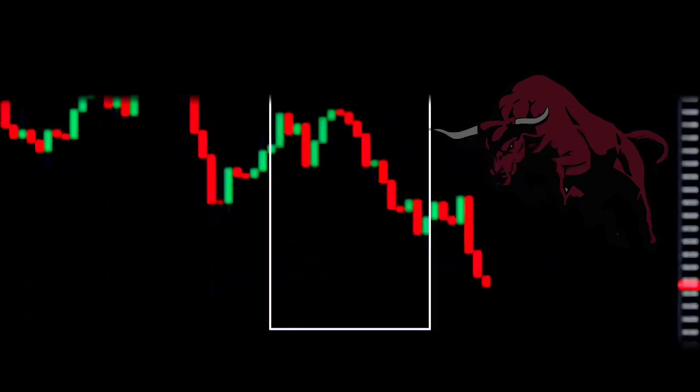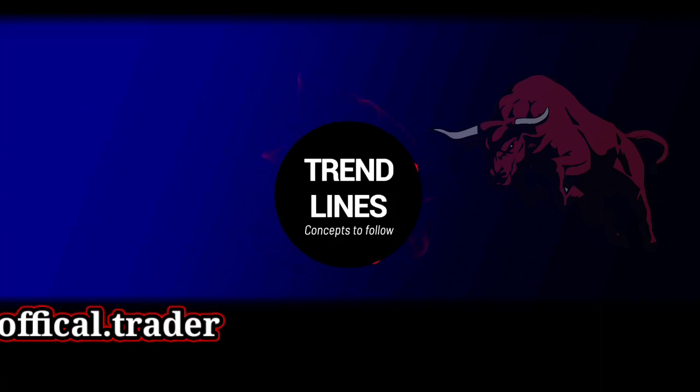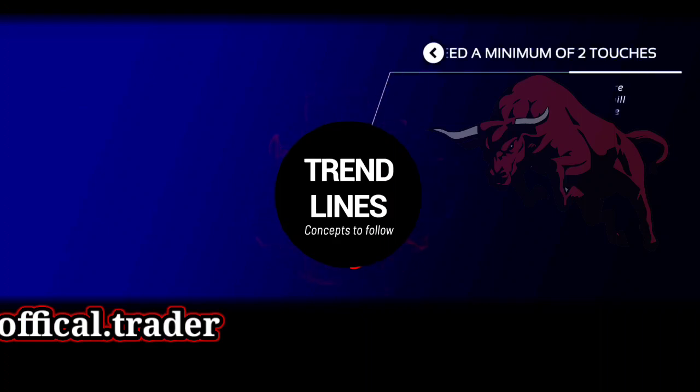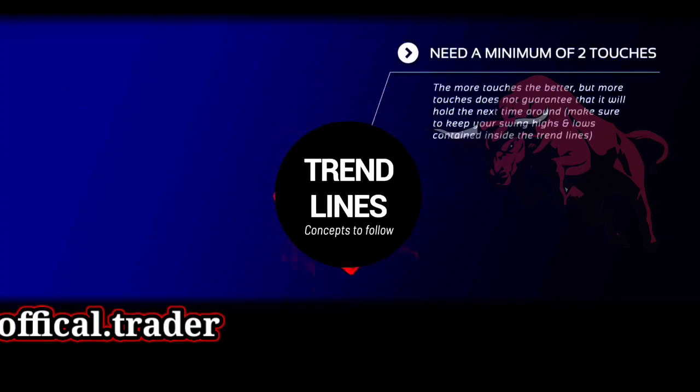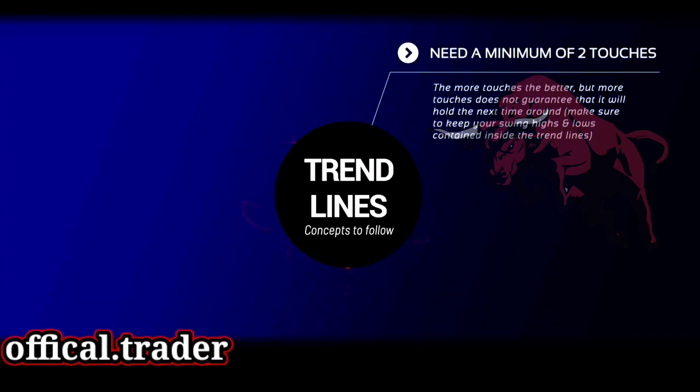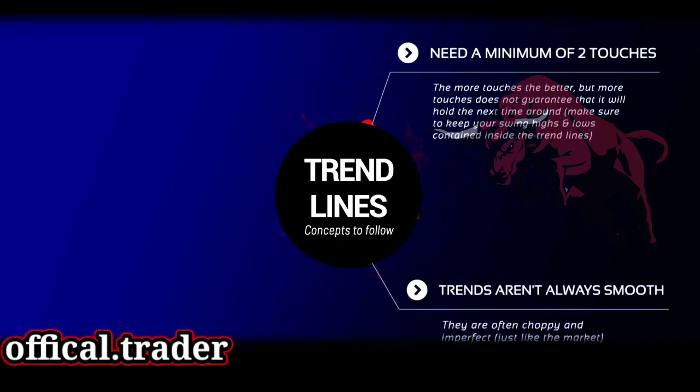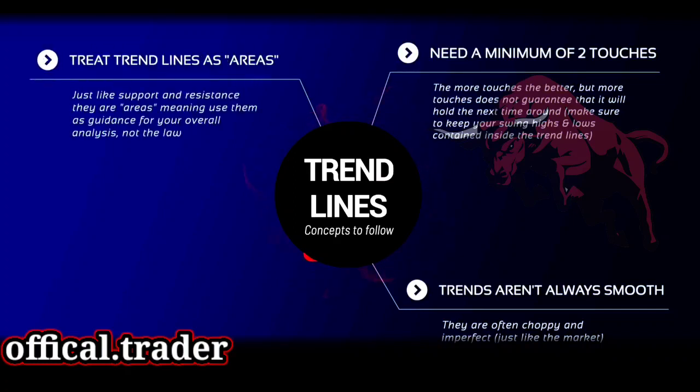So first, let's go through the concepts we follow when drawing trend lines. 1. You need a minimum of 2 touches to be able to draw a trend line. The more touches, the better, but more touches does not guarantee that it will hold the next time around. 2. Trends don't always move smoothly. They're often choppy and imperfect. 3. Treat trend lines as areas, meaning use them as guidance for your overall analysis, not the law.